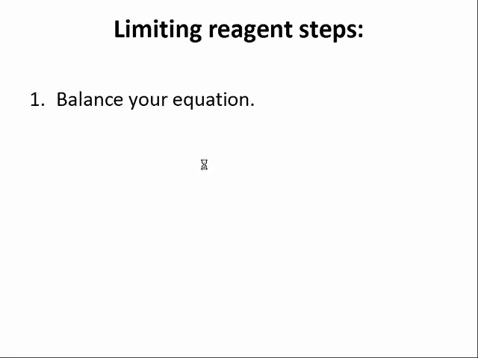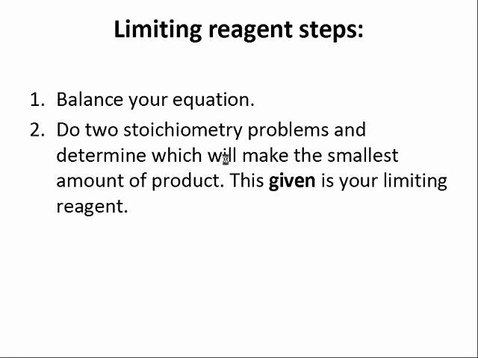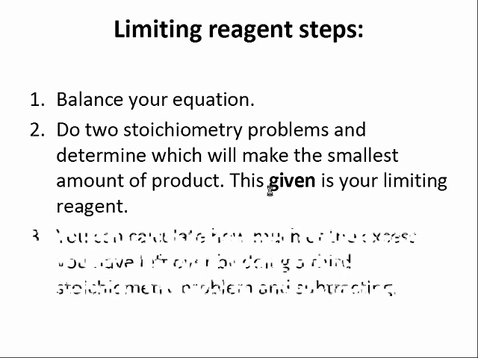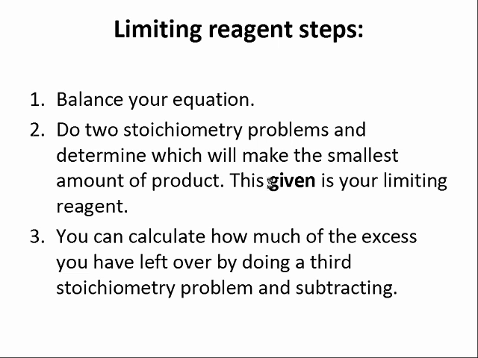I'm going to get into the sample problem. But first is to balance your equation. The second one is to do two stoichiometry problems, and that is going to determine how much of your product you can make. Whichever one makes the smallest amount of the product becomes your limited reactant. Your limited reactant has to be a reactant. It cannot be a product. And then our last step is to figure out how much of the excess you're going to have left over. You do a third stoichiometry problem and then you subtract.